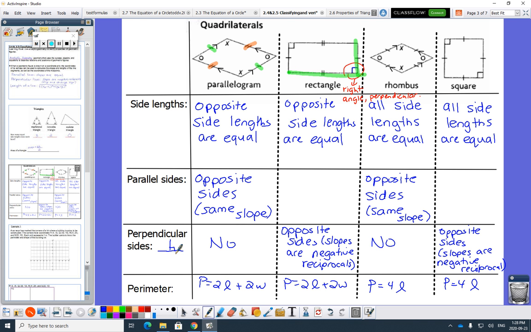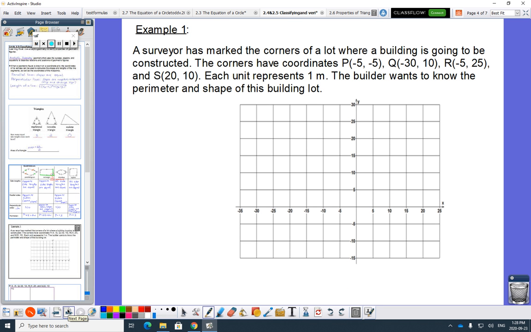Okay, so usually you're going to get a grid and you're going to draw it, okay, which again you'll get marks for. So a surveyor has marked the corners of a lot where a building is going to be constructed. The corners have coordinates -5, 5, etc. So plot the points first. Now be careful. This graph goes up by 5s, okay?